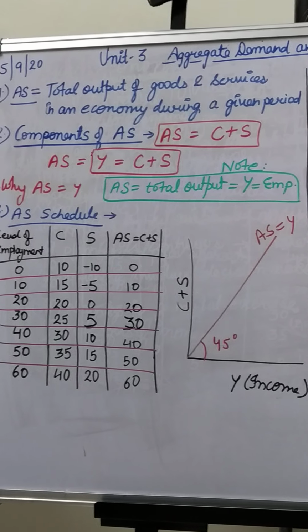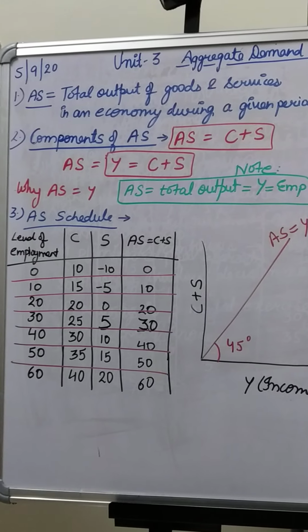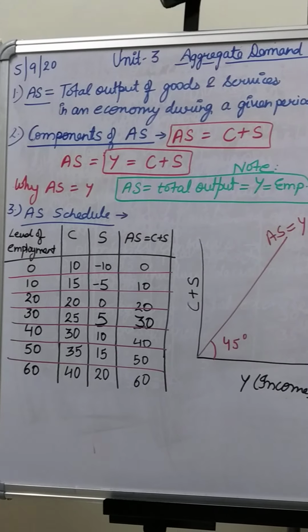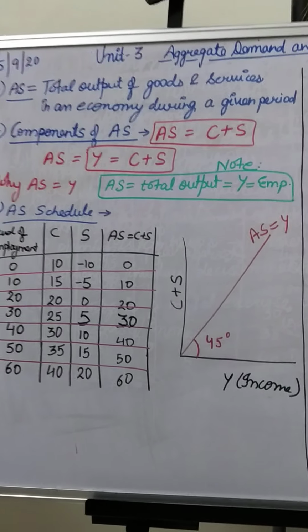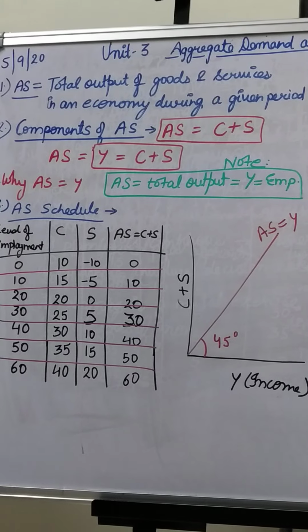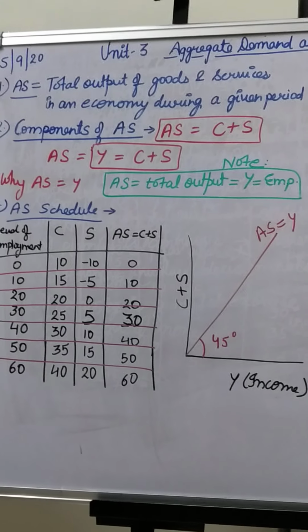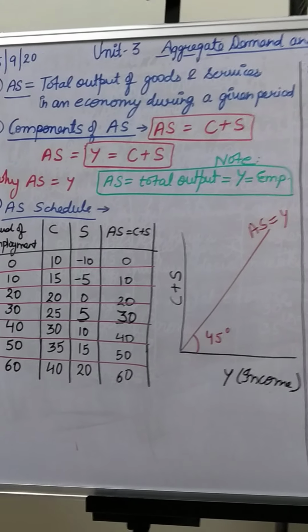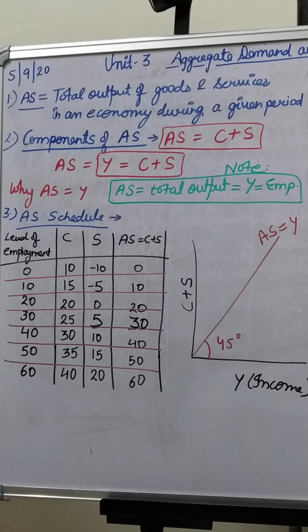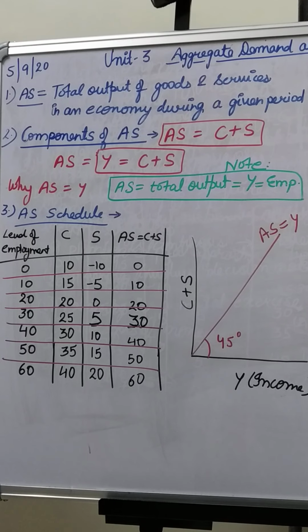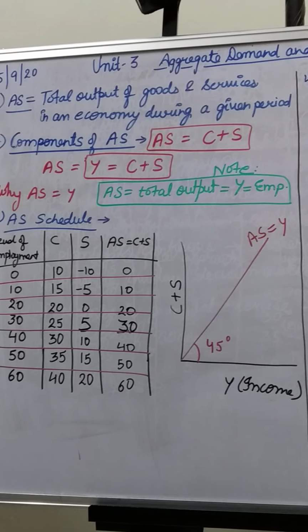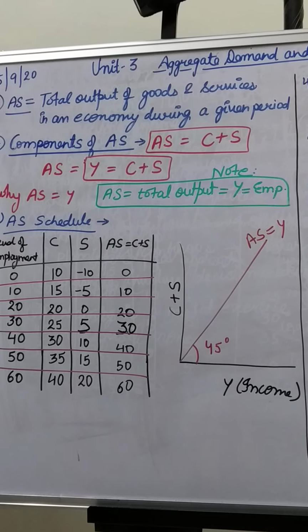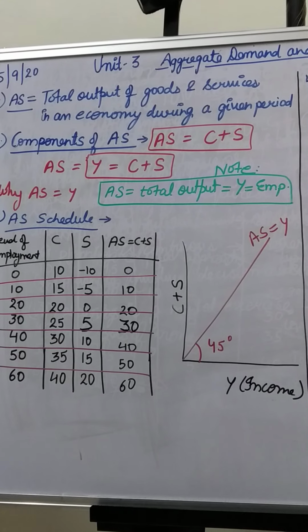Aggregate supply means the money value of all of the total output available for purchase in an economy during a given period, or maybe you can say the total output of goods and services in an economy during a given period. As we know, macroeconomics deals with the whole economy, so that's why aggregate supply is the total output of the whole economy. Yesterday we discussed the components of aggregate demand, so today also we will discuss the components of aggregate supply.